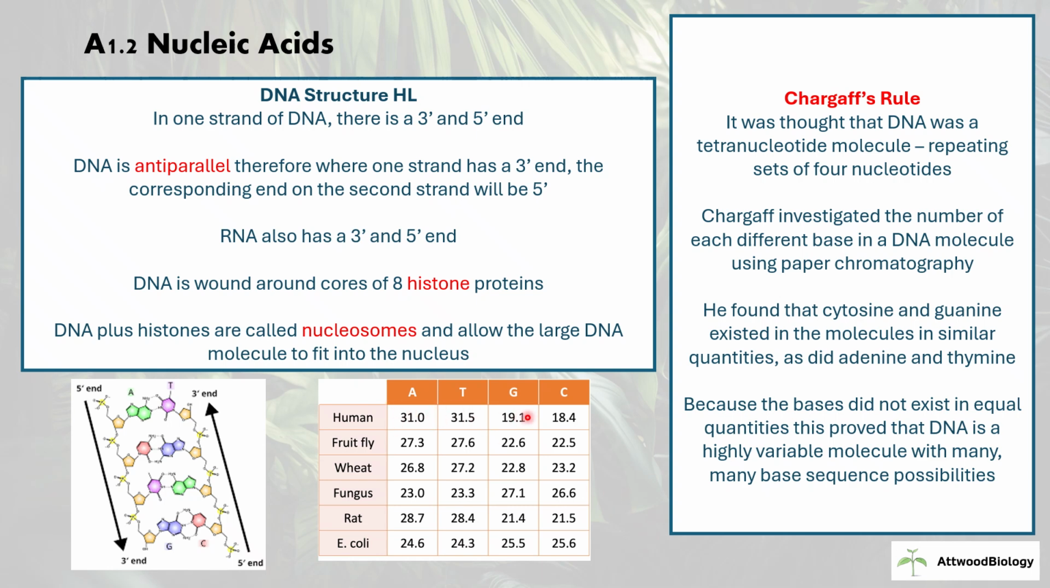Because the bases did not exist in equal quantities, and they did exist in similar numbers for A and T and G and C, that proved that DNA was a highly variable molecule, and it also proved the DNA base pairing theory. Therefore, A would always pair with T, C would always pair with G. That meant that it was a double-stranded molecule, and that sequence was different for every gene.